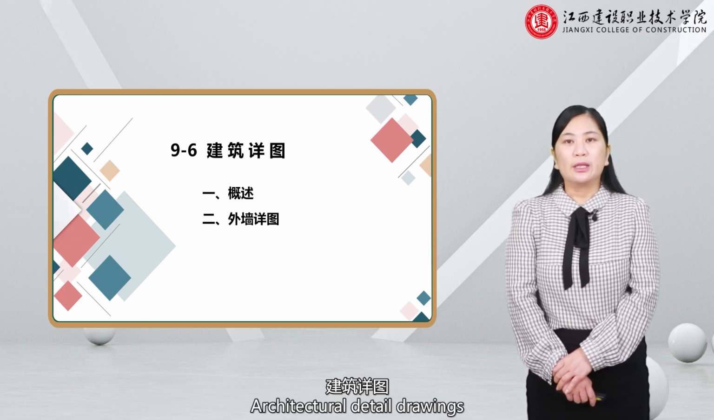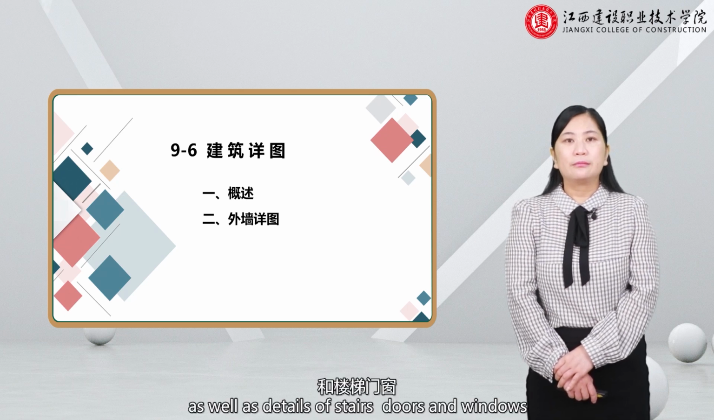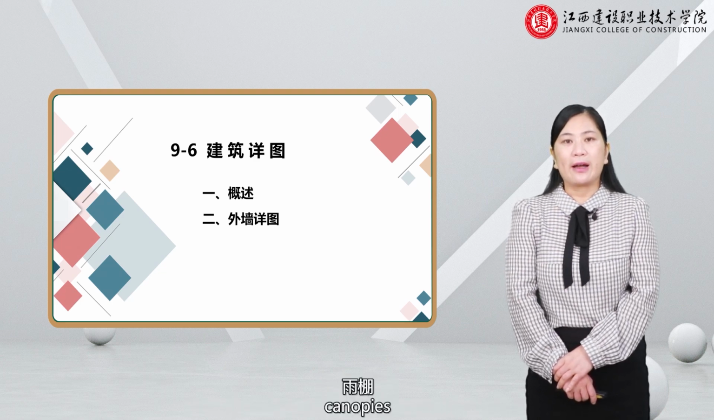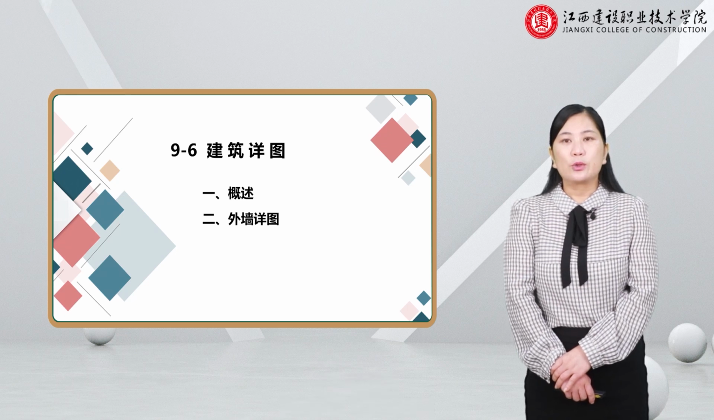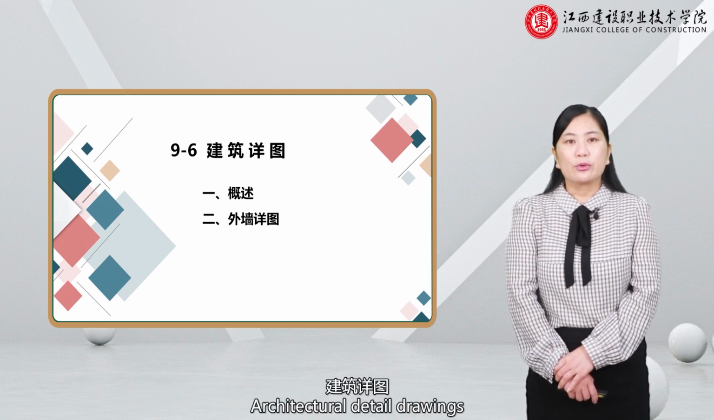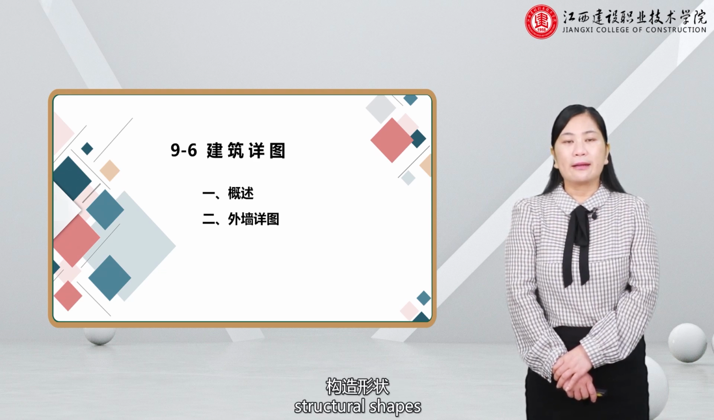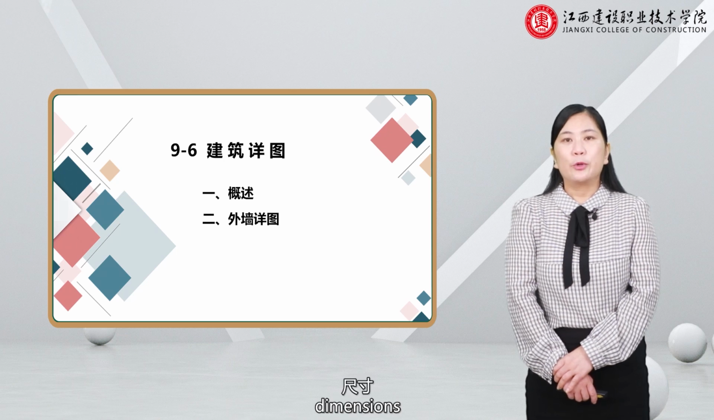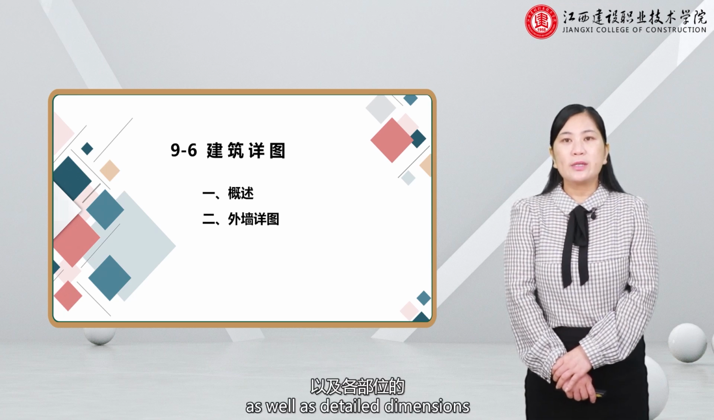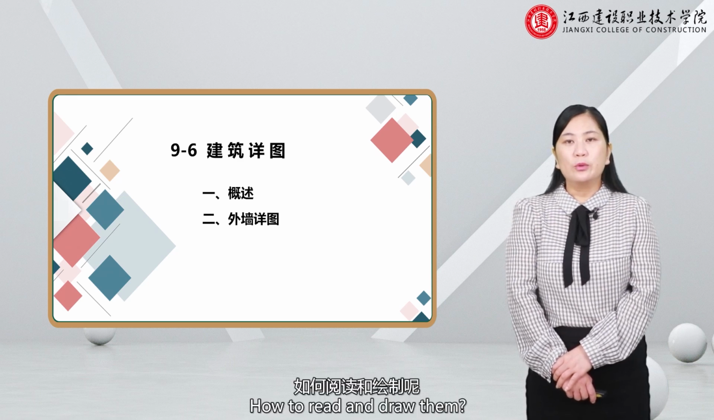Architectural detail drawings include wall sections, sectional drawings, as well as details of stairs, doors and windows, balconies, canopies, kitchens, bathrooms, architectural decoration, etc. Architectural detail drawings are mainly used to show details, structural shapes, layers, dimensions, materials, and construction methods, as well as detailed dimensions of various parts. How to read and draw them.